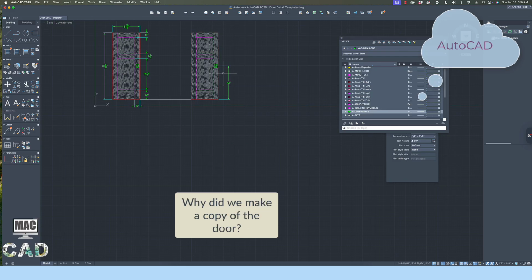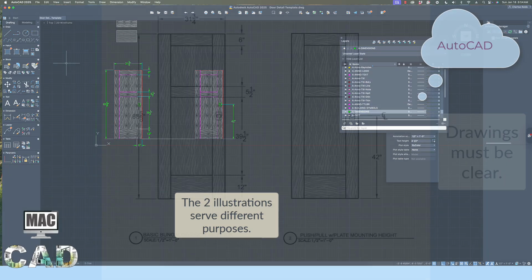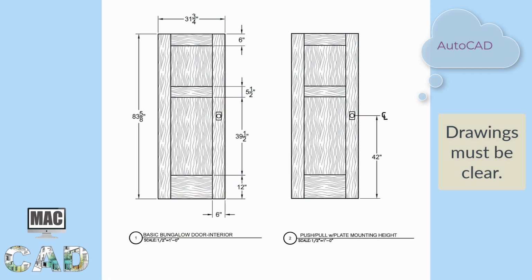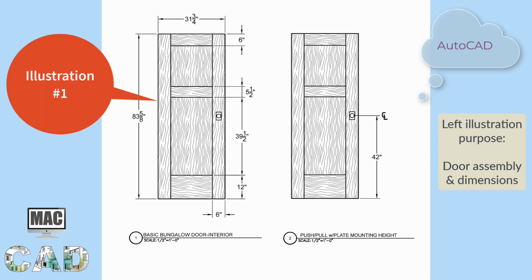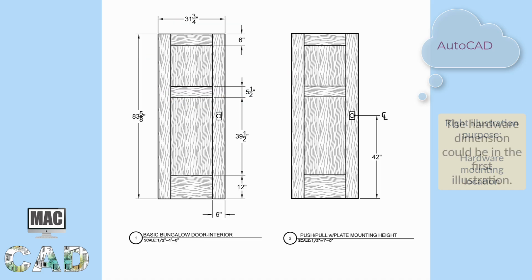Why did we make a copy of the door for the hardware placement instead of dimensioning it on the first door elevation? The reason is that each door illustration serves a different purpose. Our jobs as draftspeople are to provide clear instructions. The first illustration shows the dimensions of the door assembly, whereas the second dimension is just for the placement of the door push-pull hardware. It is okay to combine the dimensions into the first drawing, but in this case, since the fabrication will be done by two different craftsmen, it makes sense to have the tasks separated.